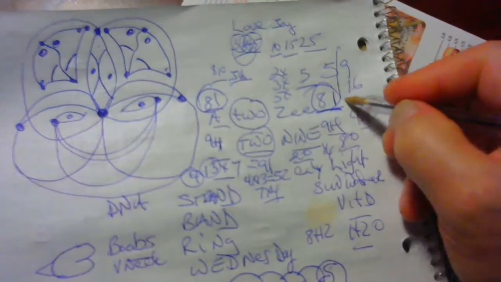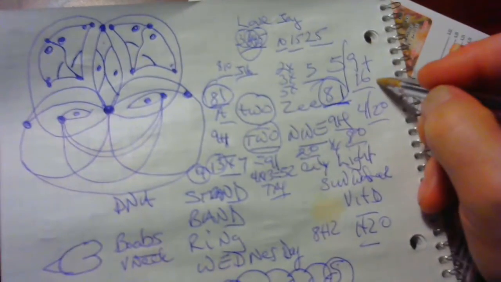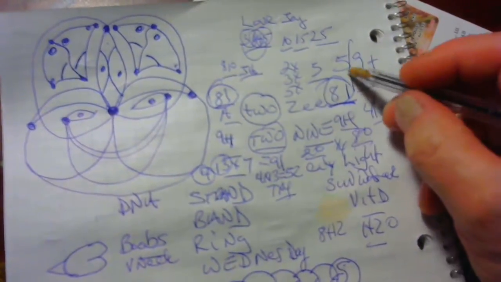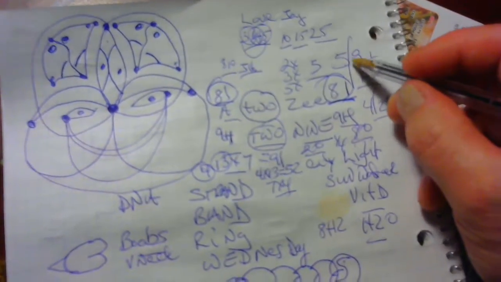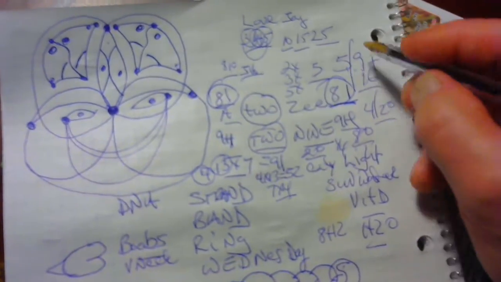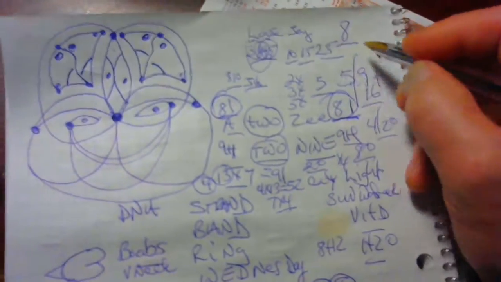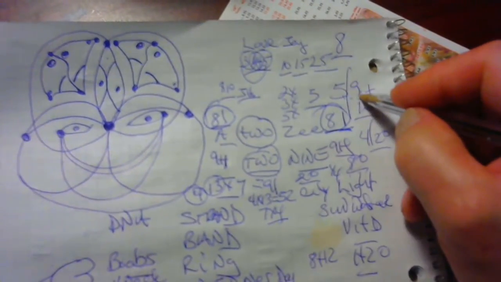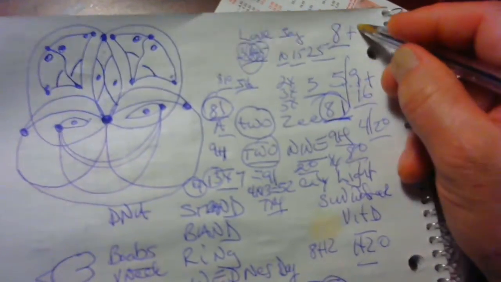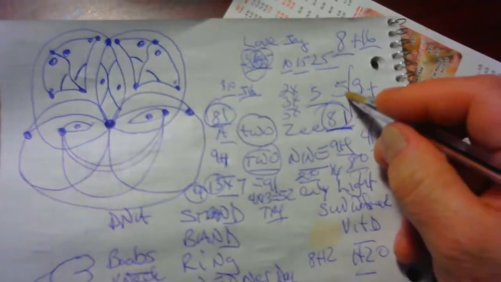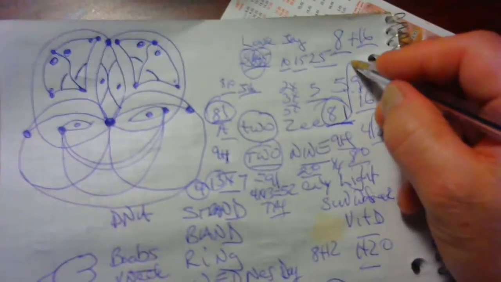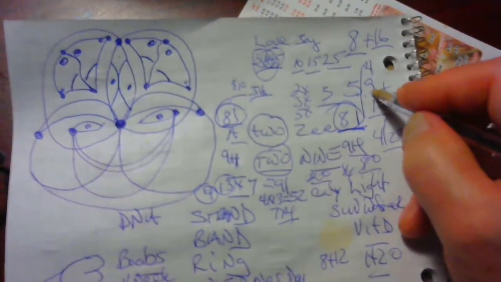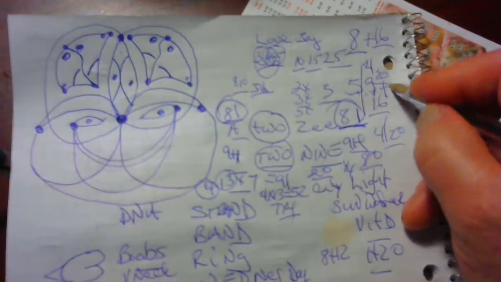9 to 5 is a 16-hour period, and an 8-hour period, right? From 9 at night till 5 in the morning is 8 hours. From 5 in the morning till 9 at night is 16 hours. From 5 in the morning till 9 in the morning is 4 hours. From 9 in the morning till 5 the next day is 20 hours.